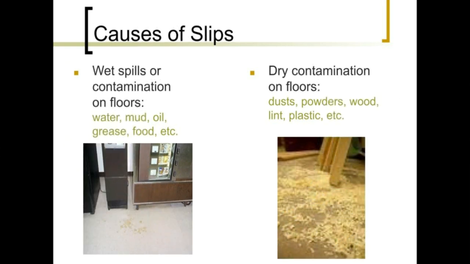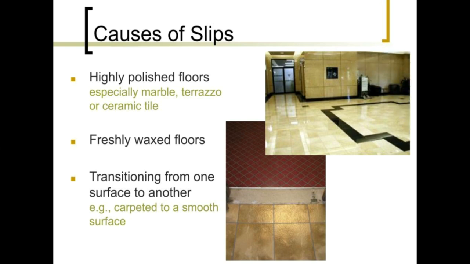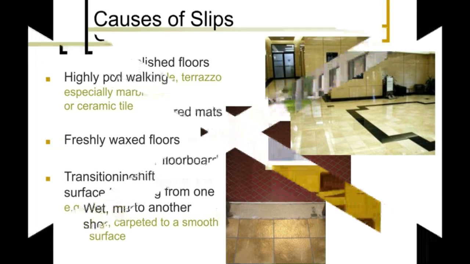Some causes of slips: wet spills or contamination on floors, like water, mud, oil, grease, food, etc. Dry contamination on floors, like dust, powders, wood, lint, and plastic. Highly polished floors, especially marble, terrazzo, or ceramic tile. Freshly waxed floors, like you see in the picture to the right. Transitioning from one surface to another, for example, carpeted floor to a smooth surface.